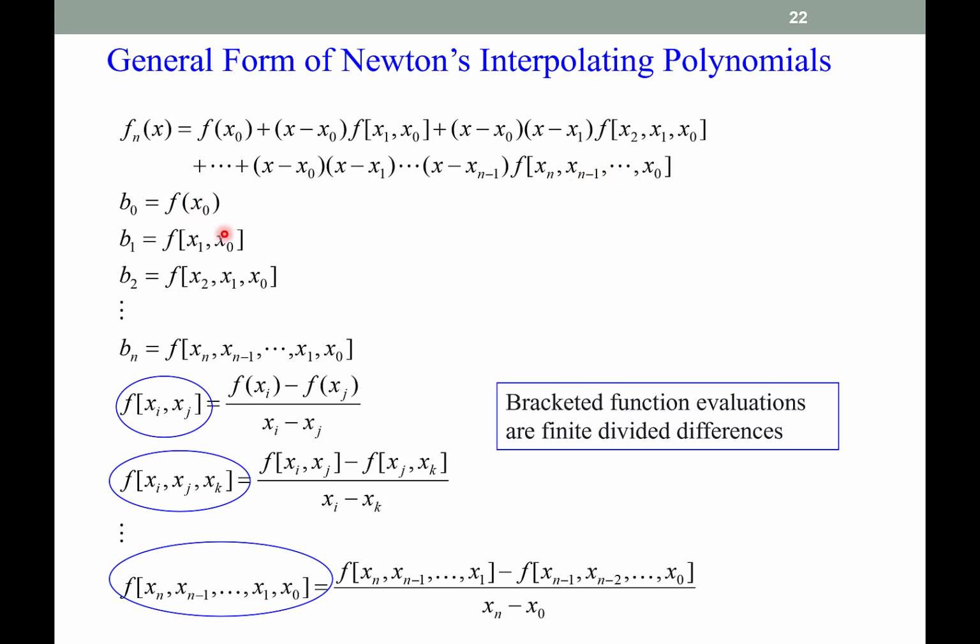We're going to look at an example because that's the best way to learn this approach. Essentially, to mention again, b naught, b1, and b2. b naught is just the first point of y. Then b1 is the finite divided difference between the first 2 points. And then b2 would be the higher order, and so on. So let's look at an example.